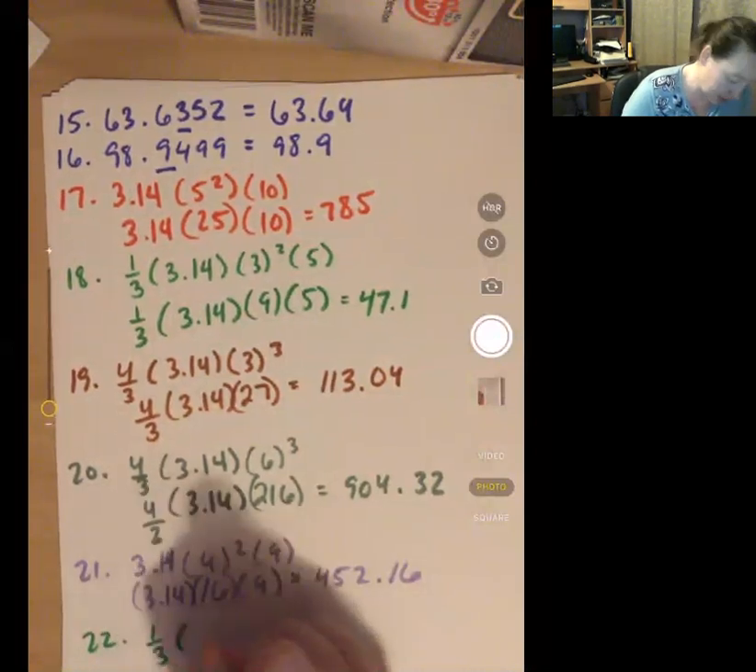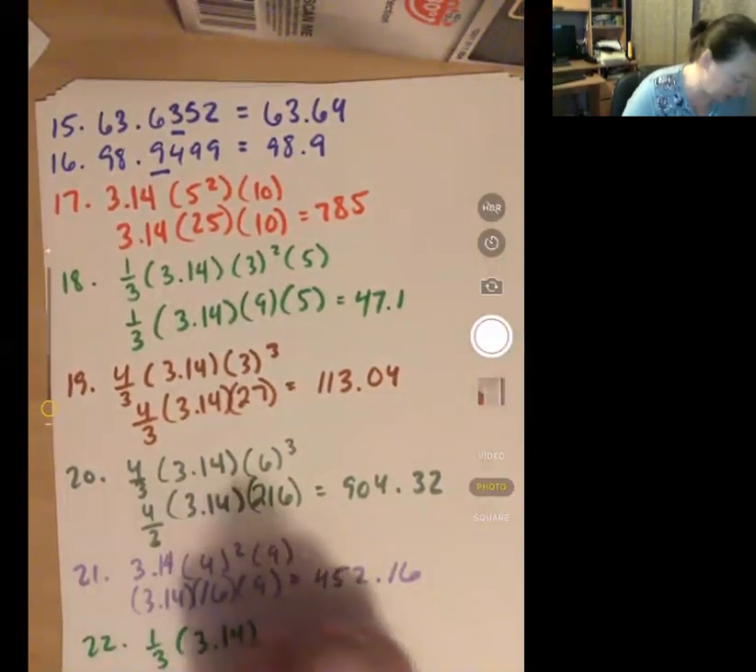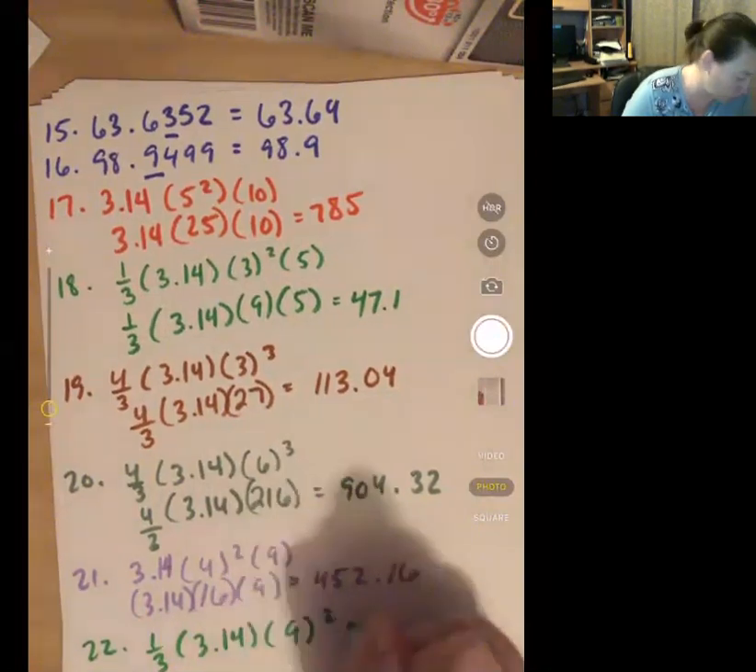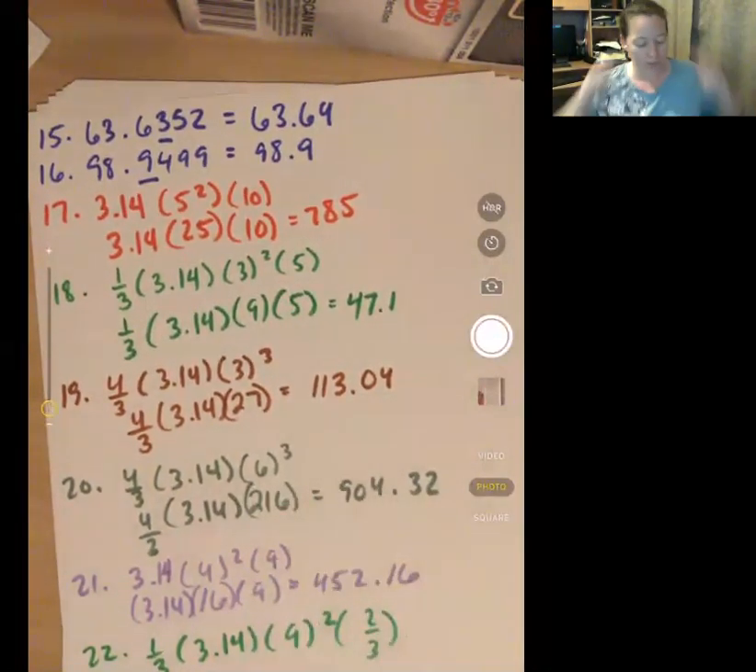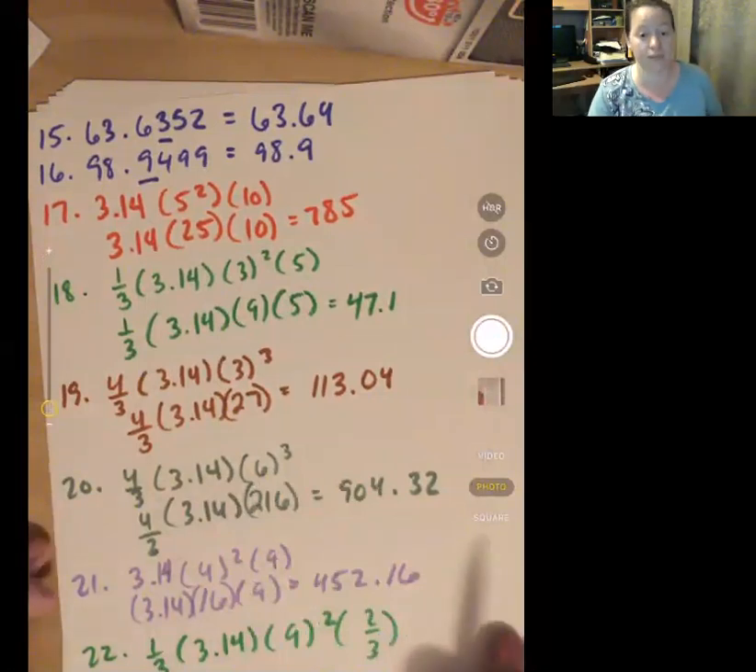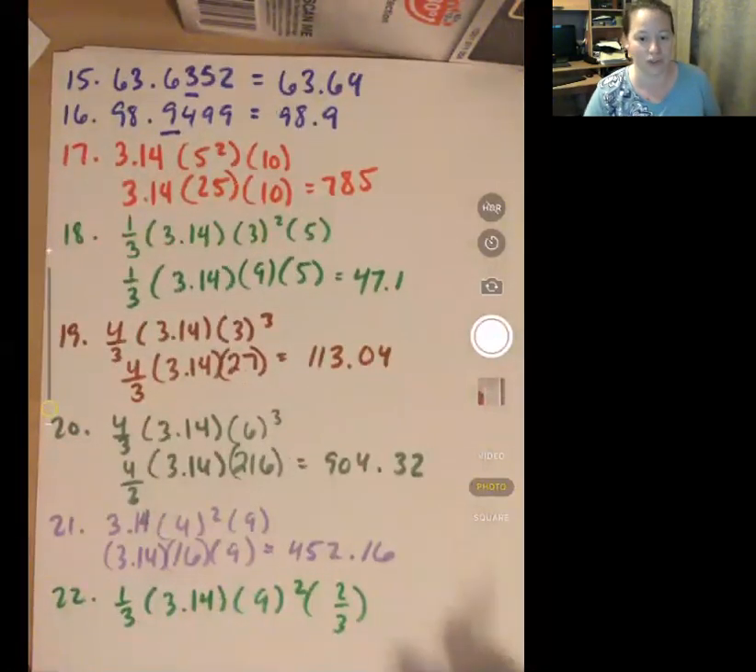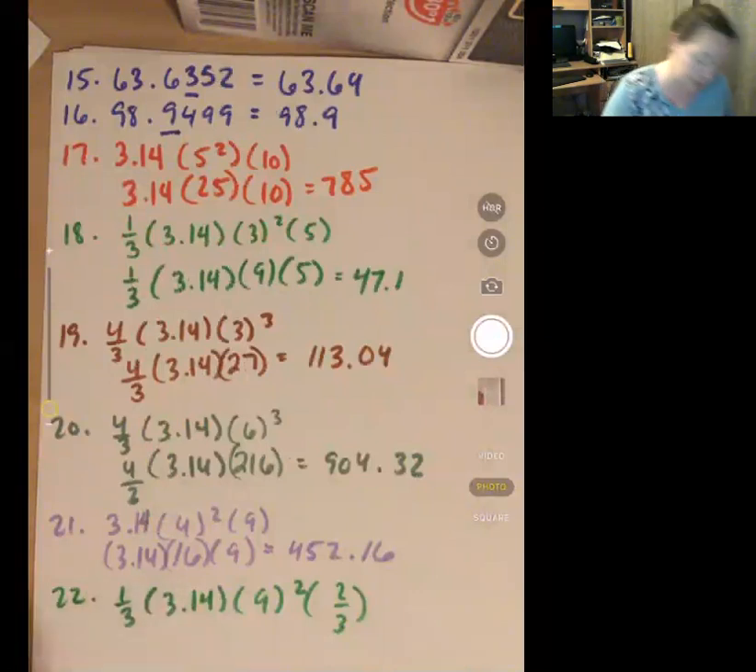And finally, number 22, 1/3 times 3 14/100 times 9 squared times 2/3. So first off, exponents. Sorry, this is getting all skewed. 9 squared becomes 81.